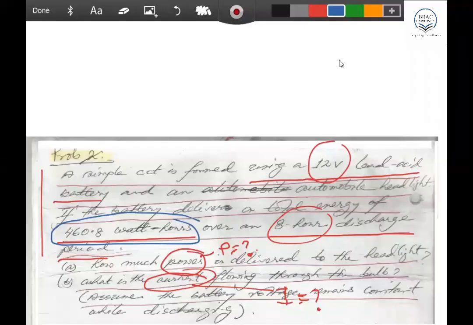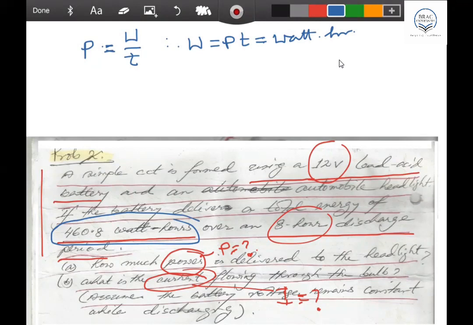First thing is, you see P equal to W by T, right? And W equal to P into T, right? So P is watt, T is hour, so this is watt hour, and this is our energy. In your electricity bill it comes in kilowatt hour, remember? That is the energy bill coming in your home. Watt hour, if divided by 1,000, will be kilowatt hour.